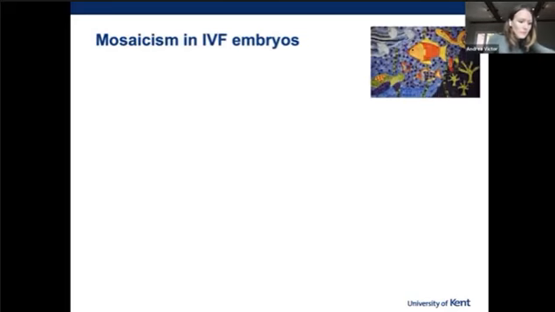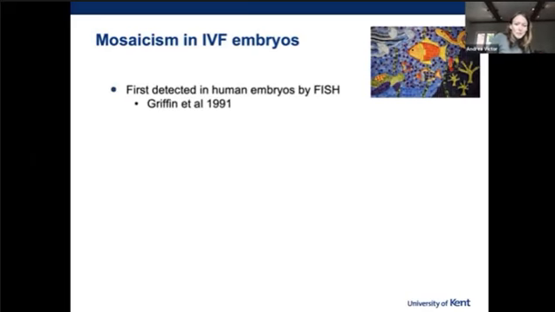So mosaicism in human IVF embryos, what do we know? We know it was first detected in humans by FISH in 1991 by Professor Griven. So obviously your previous speaker and also one of your moderators, so feel free to direct all questions to him.